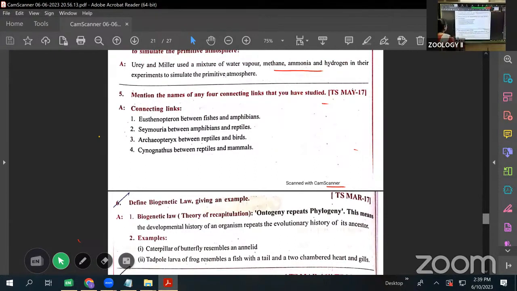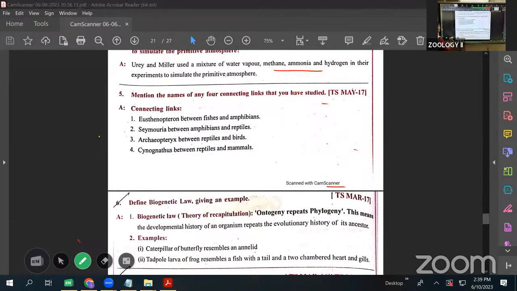What are the connecting links? This is not that important, anyway, I will explain this one. The connecting links. Mention the names of the connecting links studied here.